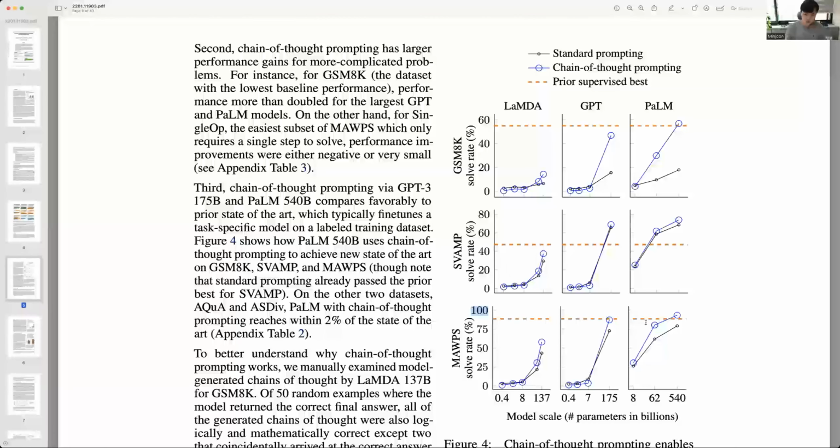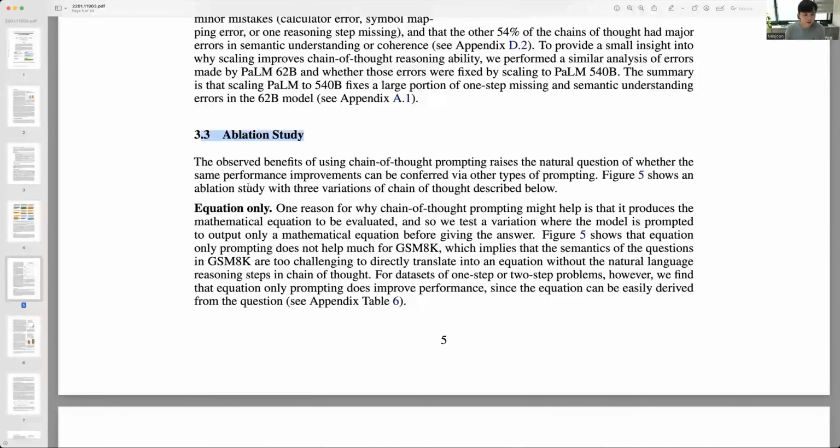Okay. And in the ablation study, they were trying to see if the advantage of this chain of thought prompting is coming really from what they propose, or from something else. For instance, they were expecting some reviewers to say, oh, isn't it coming from the equation? Because that's a really important part of problem solving, right? If you could get the equation right, then you could get other things right too.